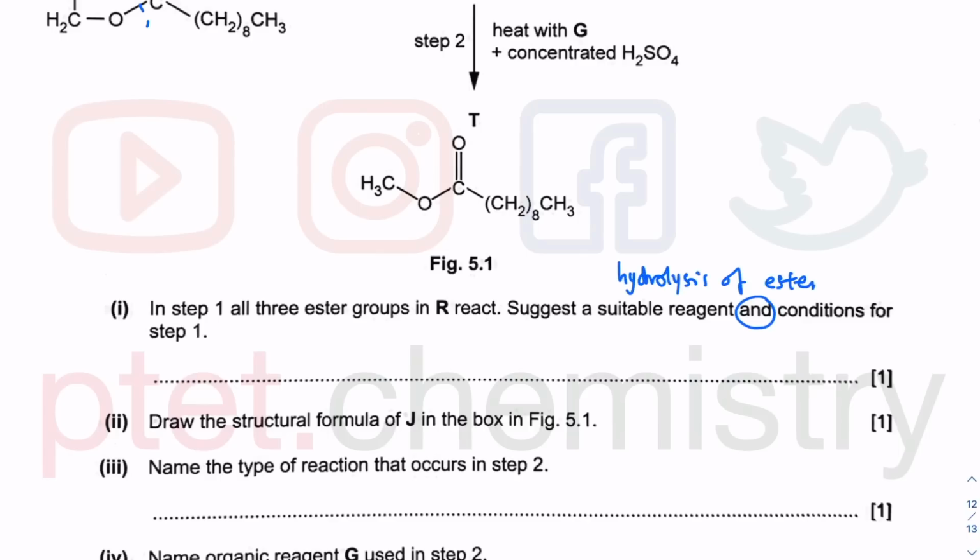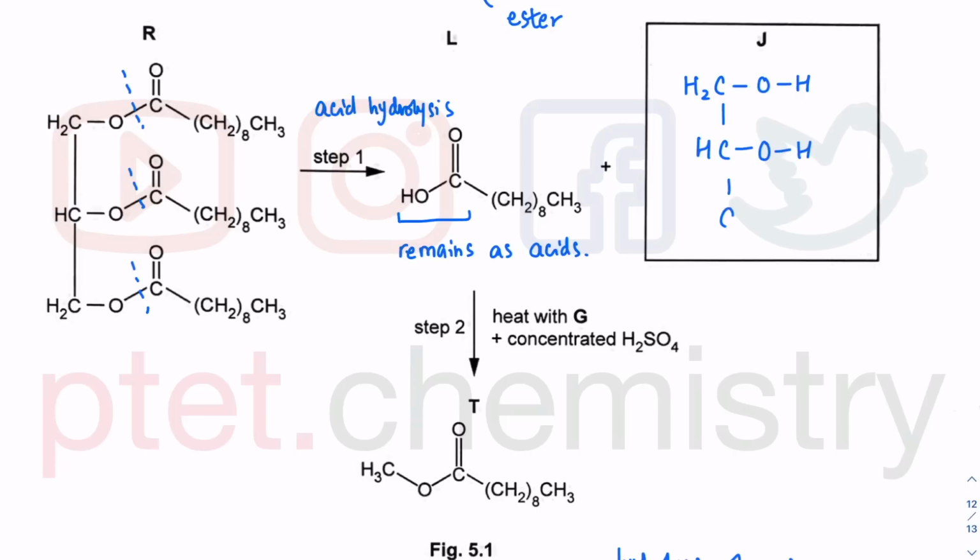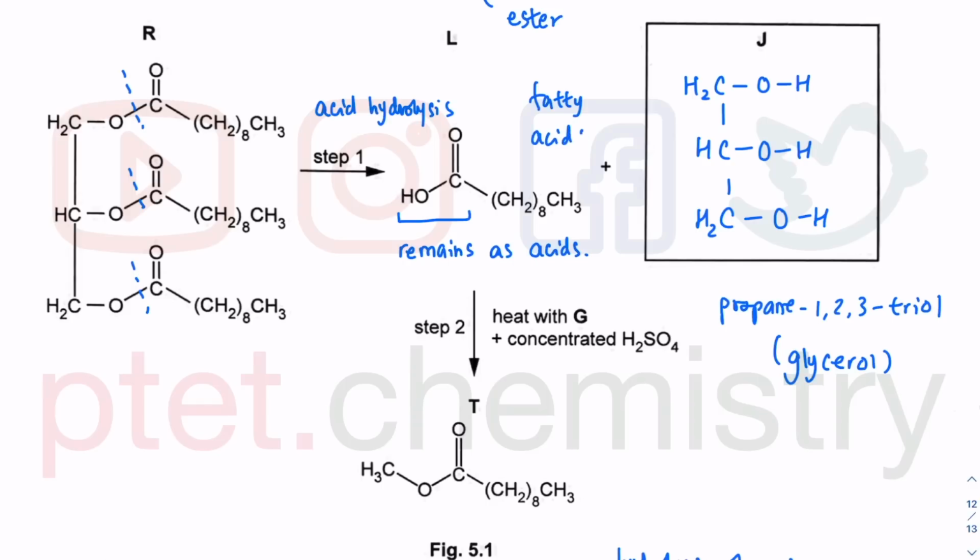So if you saw earlier, the carboxylic acid remains as carboxylic acid. So that means it cannot be base hydrolysis. It must be your acid hydrolysis. In your acid hydrolysis, you will get the alcohol, which remains as alcohol because it is neither acidic nor basic. So I will get my glycerol. So this is called propane-1,2,3-triol. The industrial name is glycerol, and these are your fatty acids. So 3 fatty acids and also 1 glycerol give you fat there.